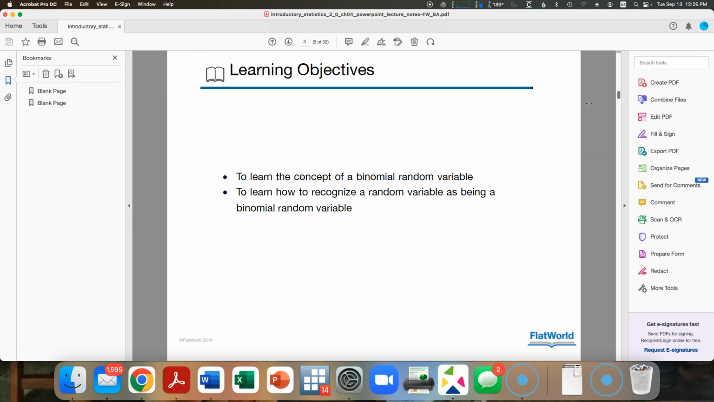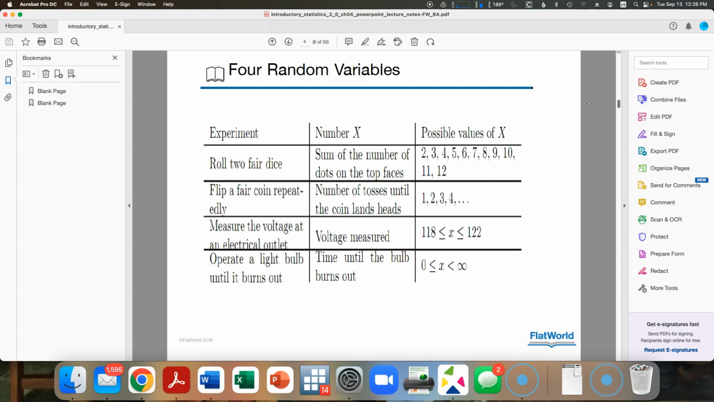And then we'll finish that up by looking at a random variable that is binomial. And then we'll finish up here by seeing that a random variable is a type of binomial random variable.